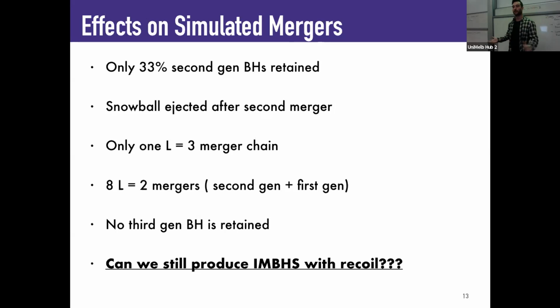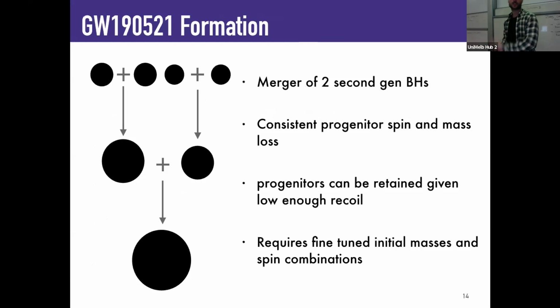So can we still produce IMBHs if we have this new gravitational recoil? Well, sort of. You just have to have a very specific set of circumstances. So this is a potential formation pathway for GW190521, assuming that both the primary and secondary black holes are indeed not formed through stellar collapse. So you can have this scenario where both the primary and secondary are second generation black holes.